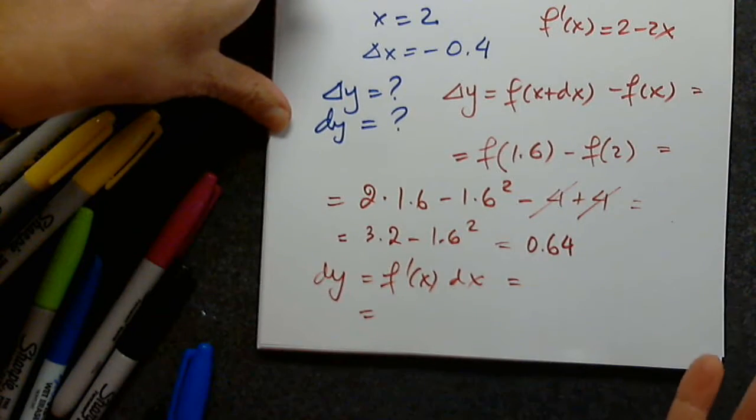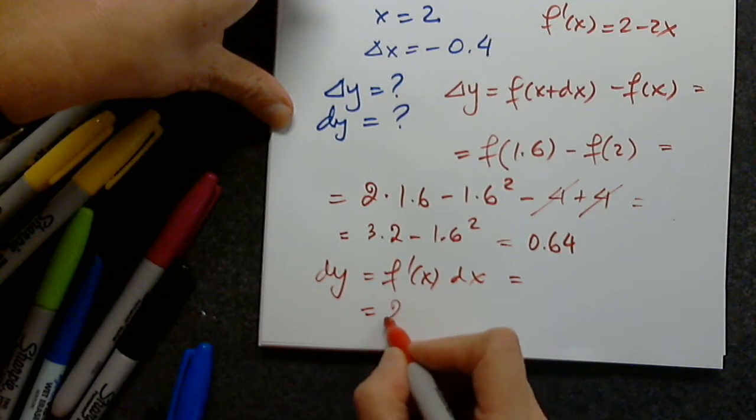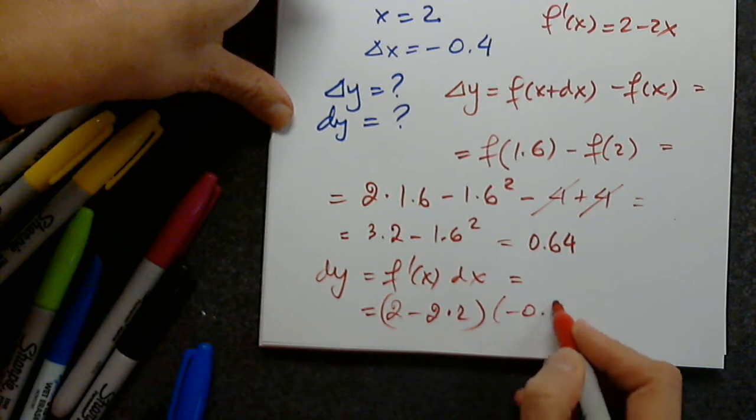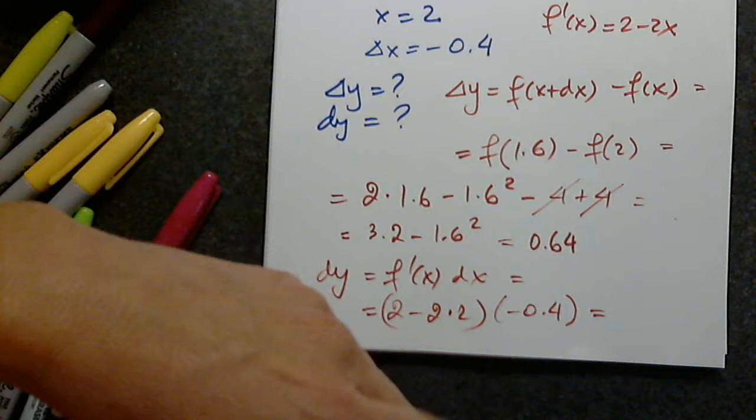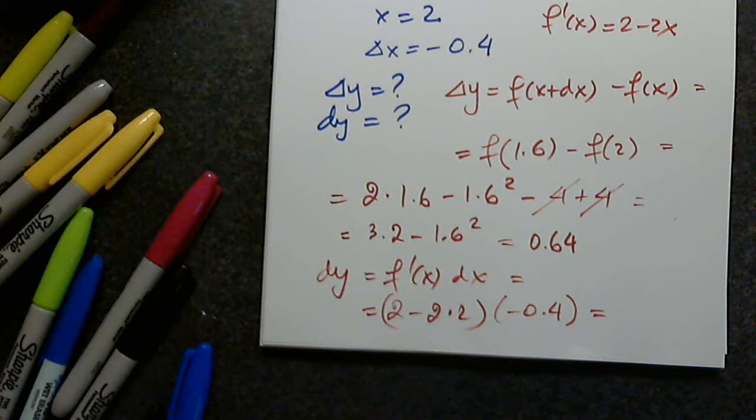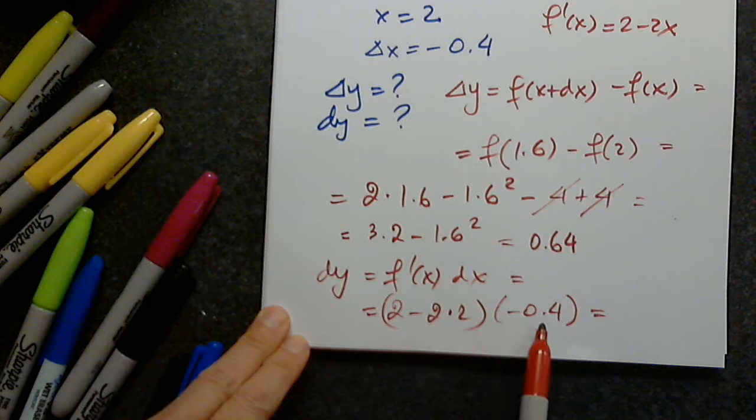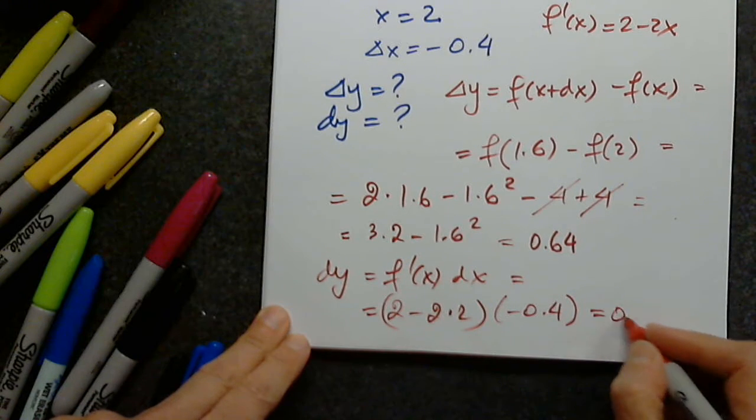And I have to plug in 2. So 2 minus 2 times 2 times dx, which is -0.4. For a -0.4, delta y and dy should be very close. So let's see. 2 minus 4 is -2. So negative, right? -2.8.